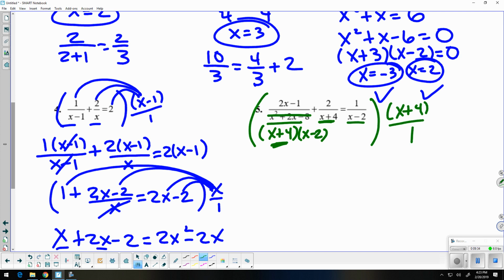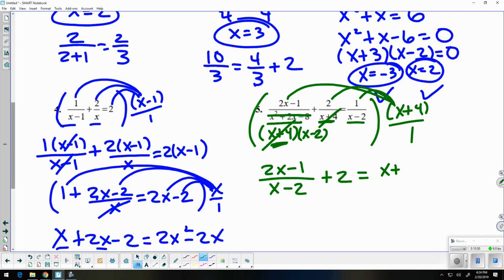So as we carry this all the way across to the first term, it's going to cancel that denominator, and all I have left is 2x minus 1 just over x minus 2 now, because the x plus 4 canceled. And we carry it over to the next term. So this guy again cancels the denominator. All I have left is plus 2. Okay, I have just 2 over 1 or just 2. And that's going to be equal to, carried over to this last one, x plus 4 over x minus 2.